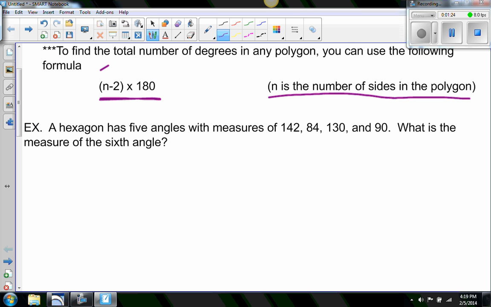So let's look at this example. If I have a hexagon, which would have 6 sides, 6 angles, right? So if it has 5 angles that measure 142, 84, 130, and 90, and I forgot one of them apparently because that's only 4. My bad. Let's add a 123 angle in there. So what is the measure of the 6th angle then?